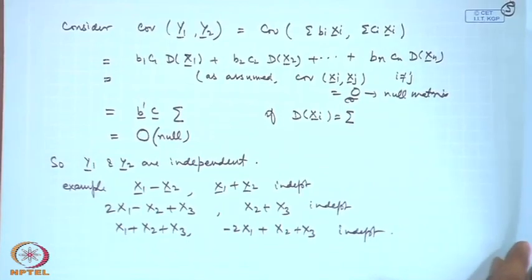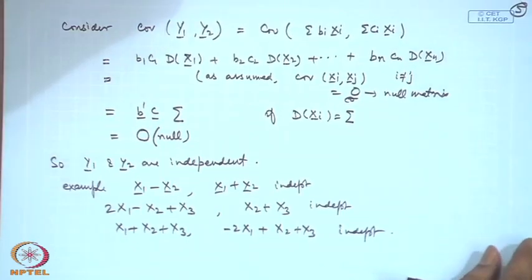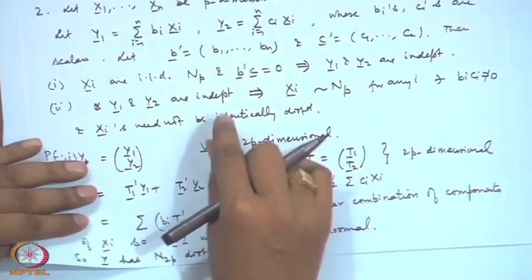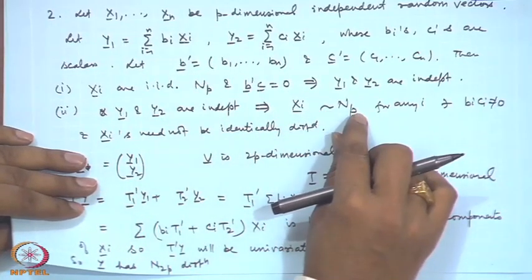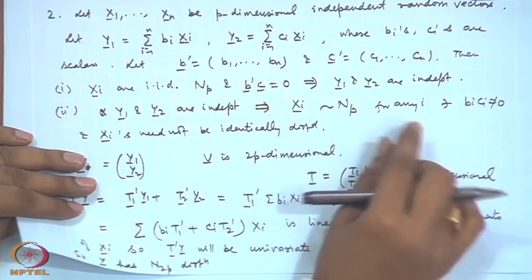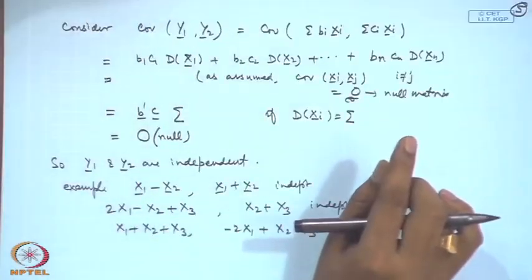Let us look at part B of this. In the second part, what we are saying is that if y1 and y2 are independent, then xi's must be N_p for any such i. So let us look at this.